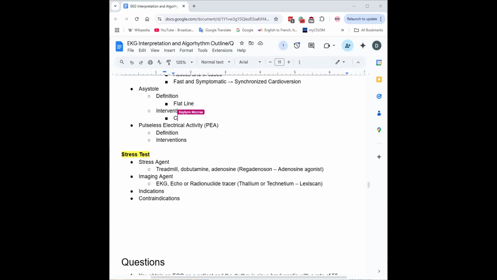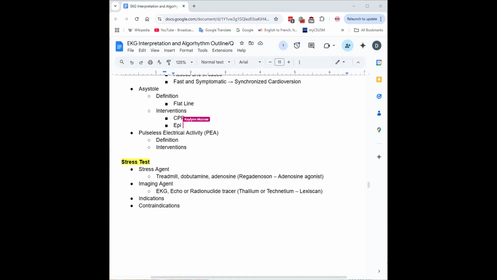So we can do CPR, epinephrine every 3 to 5 minutes, IV push. Is there a max on how many times we could do epinephrine? Nope, just keep going. There's no definitive max. I think once they go through a certain amount of rounds of CPR and it's determined this person's not coming back, you kind of just stop.